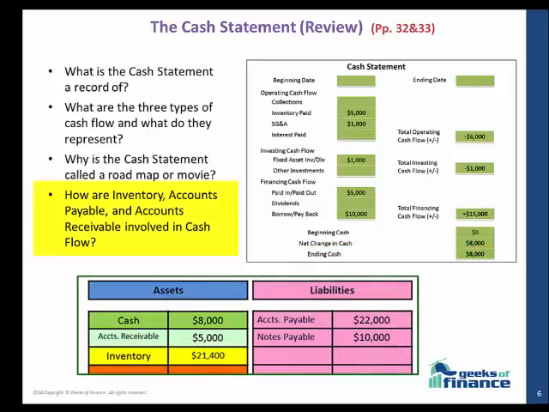And then finally, let's talk about how our inventory, accounts payable, and accounts receivable are involved in cash flow. First, let's talk about the two current asset accounts, and that is inventory and accounts receivable. Let's actually talk about accounts receivable first because it comes first in the sequence.